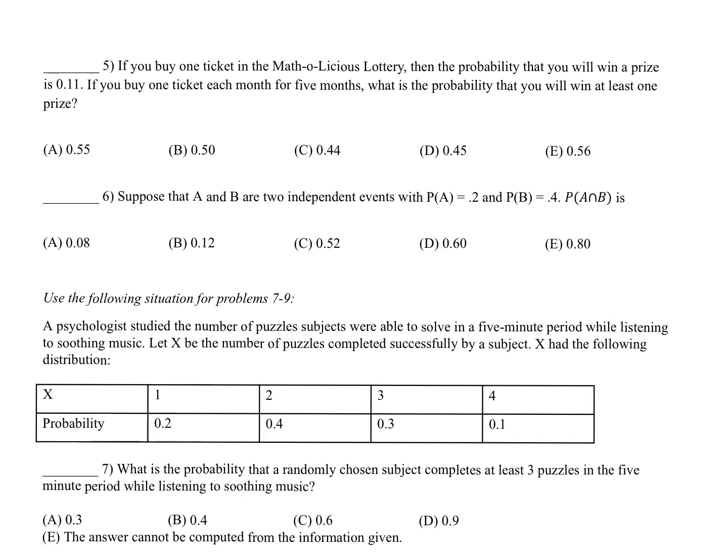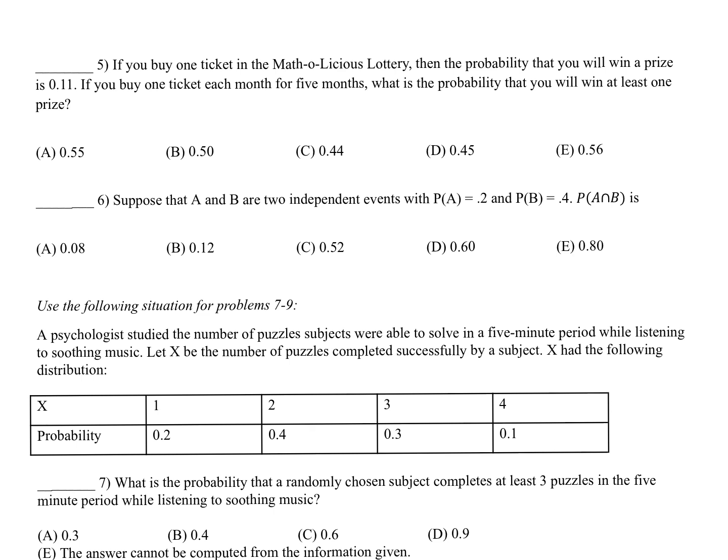The next problem says, if you buy one ticket in the Mathalicious lottery, then the probability that you will win a prize is 0.11. If you buy one ticket each month for 5 months, what is the probability that you will win at least one prize? So the best way to think of this problem is as a binomial distribution, which it is. The probability notation is the probability that x is greater than or equal to 1. And when you're doing inequalities with the binomial distribution, if it's not already less than or equal to, you have to rewrite it as 1 minus.